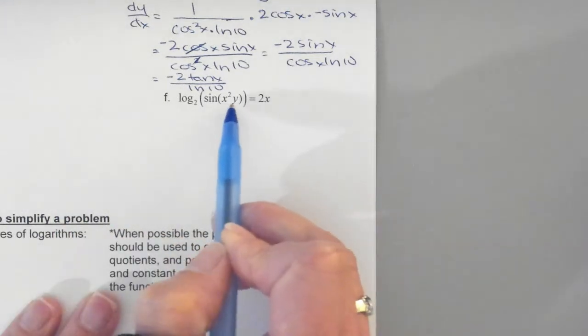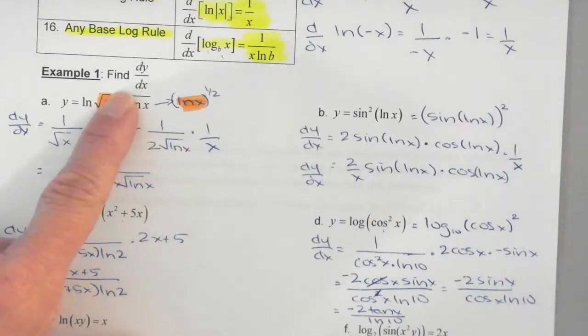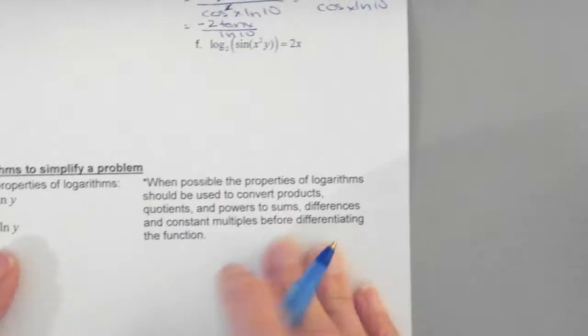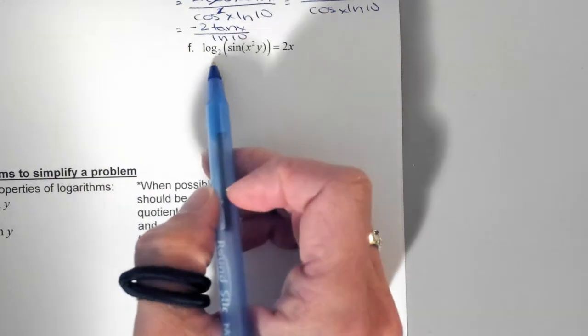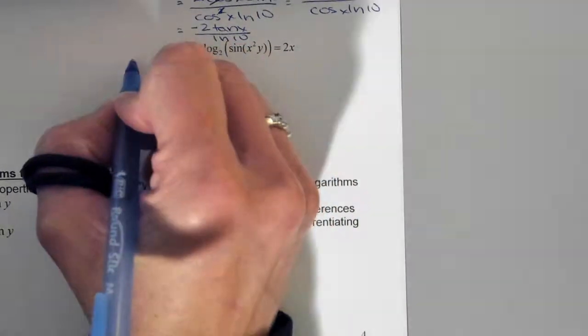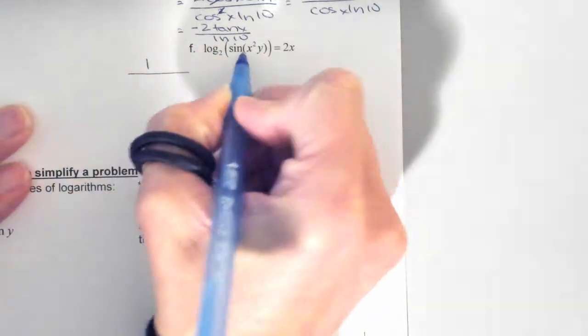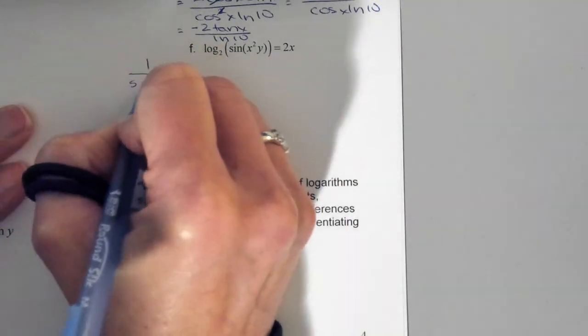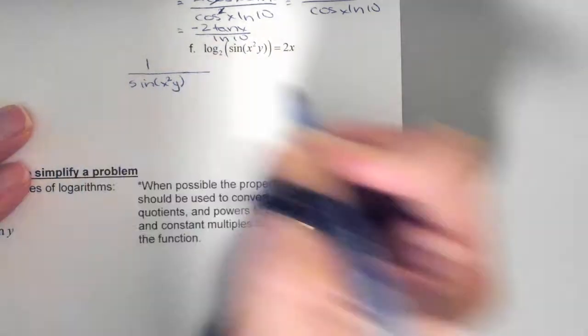And what's going on here? Ooh, product rule, yeah, with implicit, right? Okay, so if you go back to the directions, it does say find dy dx. All right, so that's what we're going to do. That means we need to take the derivative of both sides. So the first part of this is going to be our log rule, which we've got 1 over this part, which is the sine of x squared y times what?